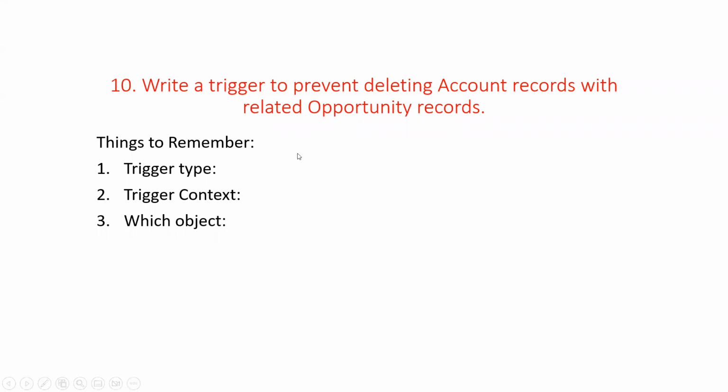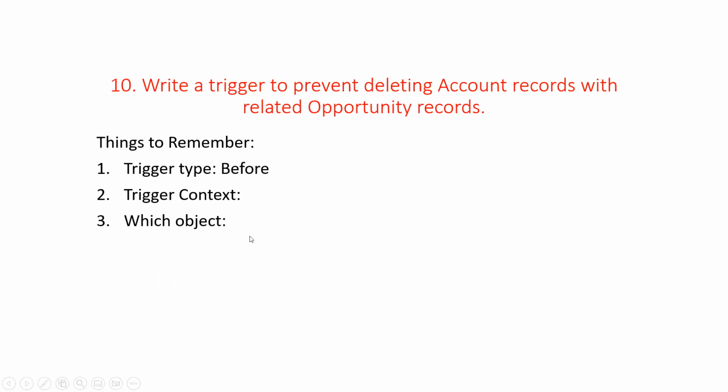We just need to write a trigger where the associated opportunity object should be tested. If there are any associated opportunity records, it should prevent deleting any account records from the account object. For that, we need to keep in mind three things: trigger type, trigger context, and which object the trigger is written on.